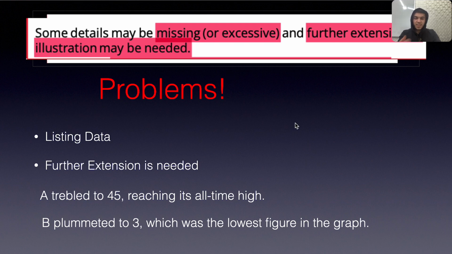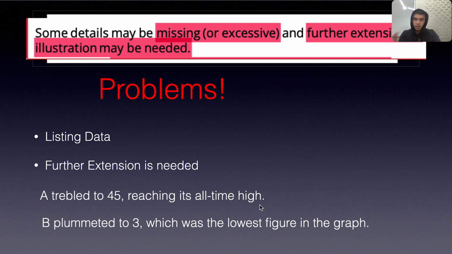Just be more specific and selective. Further extension, we'll talk about further extension. I guess this was the example of further extension. So let's say A trebled to 45, and this is the further extension, reaching its all-time high.